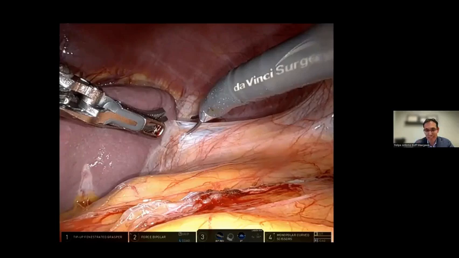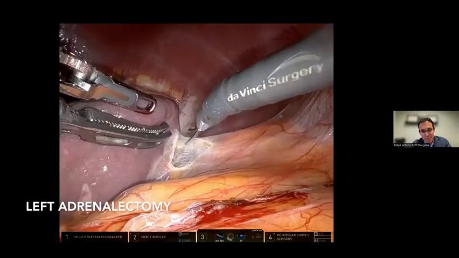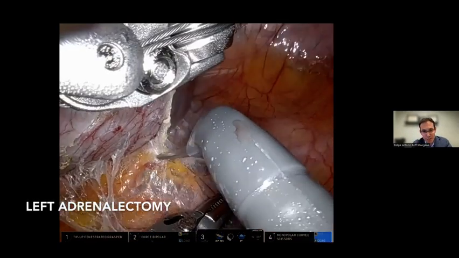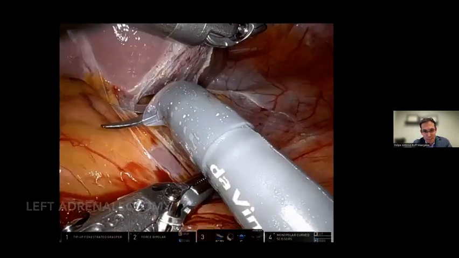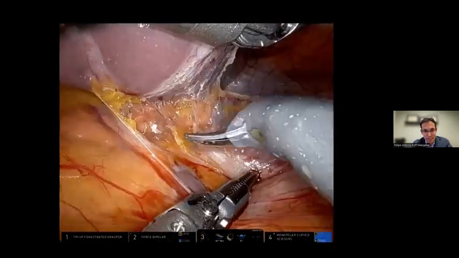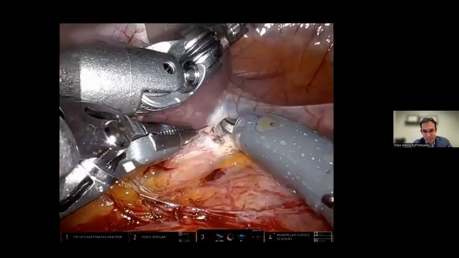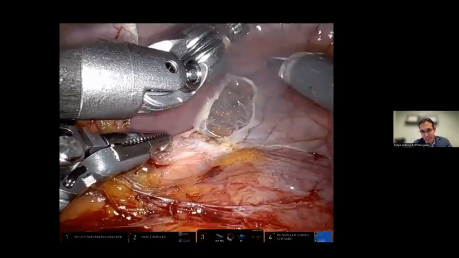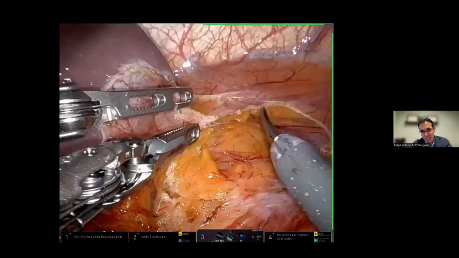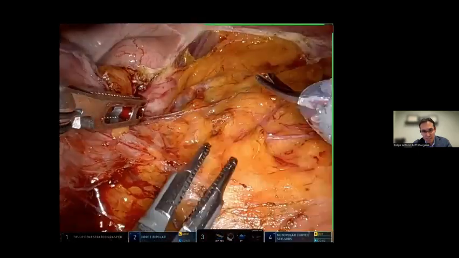This is our routine. So we start mobilizing the spleen and the tail of the pancreas medially. You can see the tail of the pancreas coming into view. We go inferior to that and then rotate that medially. And then continue our dissection along the inferior phrenic ligament until we see the stomach.